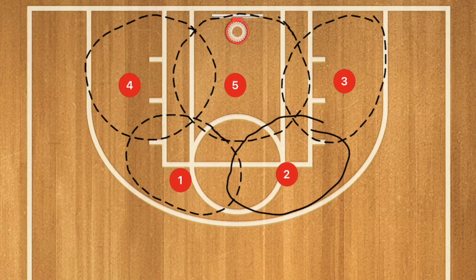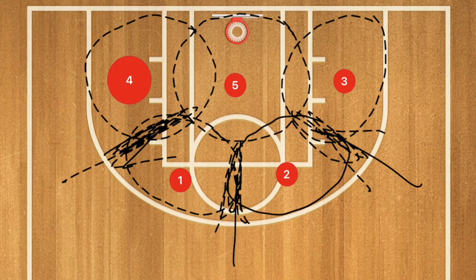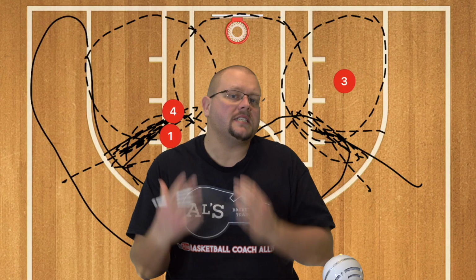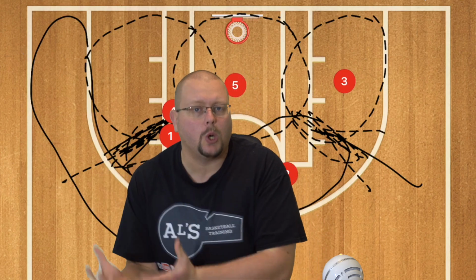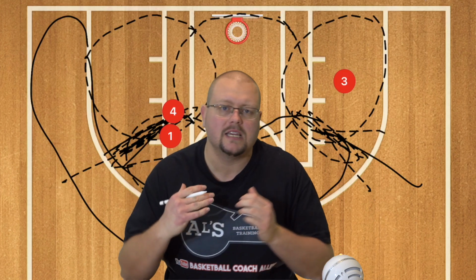However, there is a massive downfall to a zone, and that is when you attack the different double team areas in a zone, which is those overlapping areas between the zones. If you can attack those spots, then you can collapse the defense, in which case that opens up a lot of three-point shots.